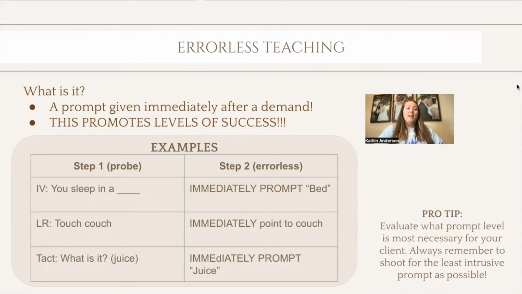Another example would be LR, let's pretend it's a field of 3. LR, touch couch, immediately point to the couch. Our last one is tact. So you have a picture of a glass of juice. What is it? Juice. You're going to just prompt it before they even have the chance to incorrectly respond. A pro tip on the bottom, you need to evaluate what prompt level is most necessary for your client. Always remember to shoot for the least intrusive prompt as possible.